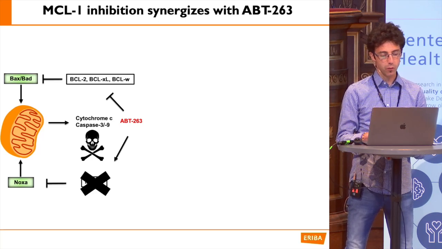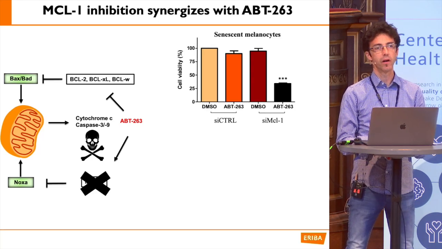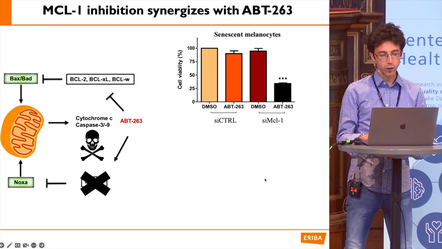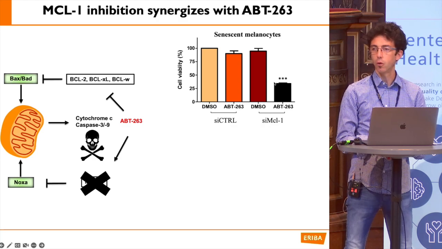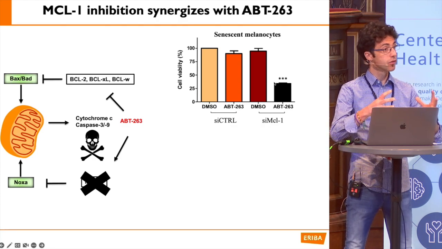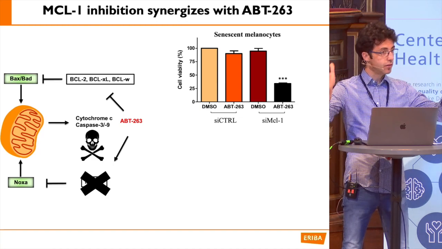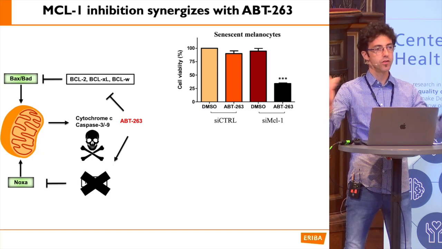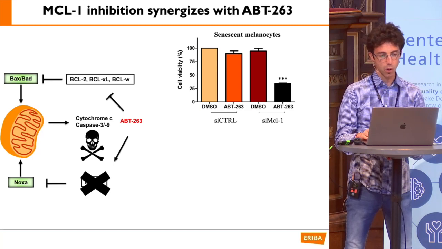Initially we tried a genetic approach, so we used short hairpin RNAs and we knocked down the MCL1 protein, and what we could see was that now we had cells that were very sensitive to ABT263. And this was really synergistic, because either intervention per se did not do anything to the senescent melanocytes. So there was synergy between these two approaches.